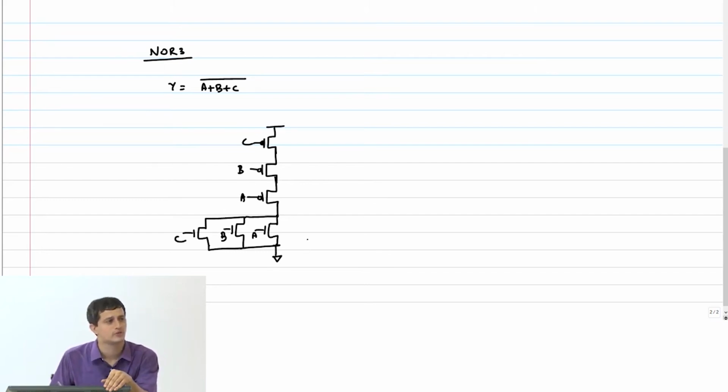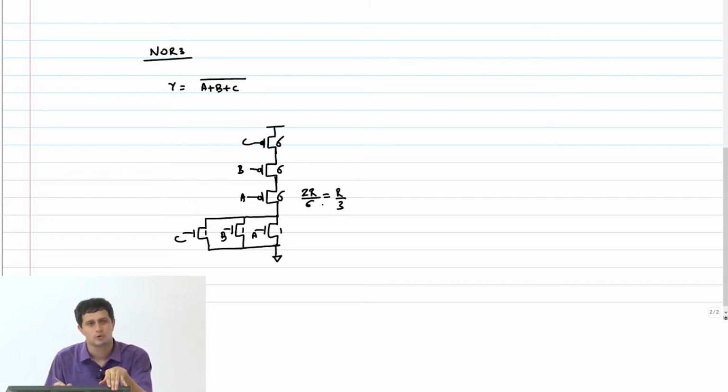So what are the sizes of the NMOS transistors? 1, 1, 1, because the worst case is only one of them turning on. PMOS 6, 6 and 6. So remember I told you that the normalized resistance of a PMOS transistor with width W will be 2R by W, and therefore this will be R by 3, and you add 3 of them, you will get a net resistance of R on the pull-up path as well.